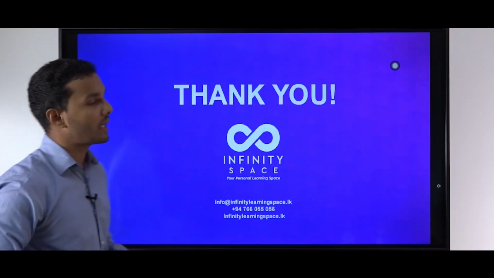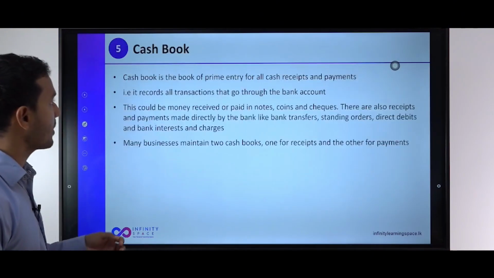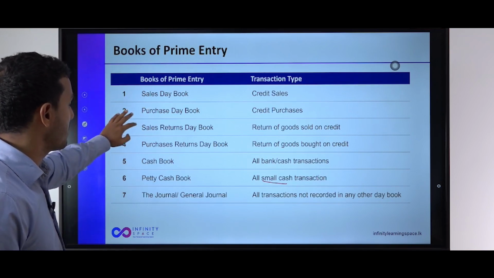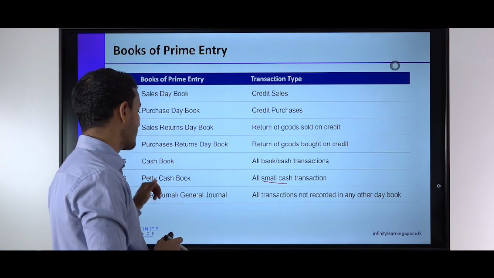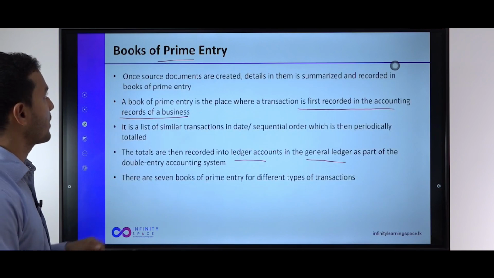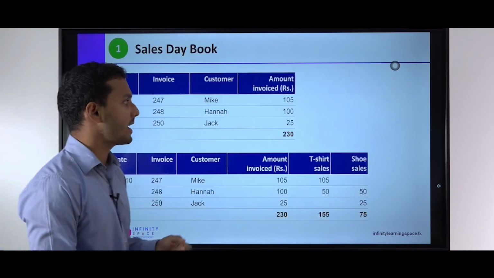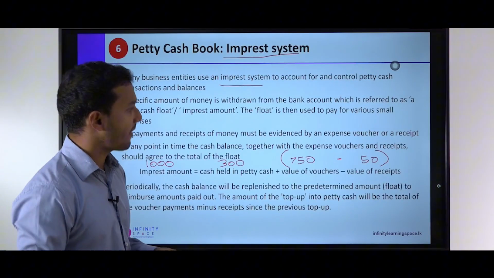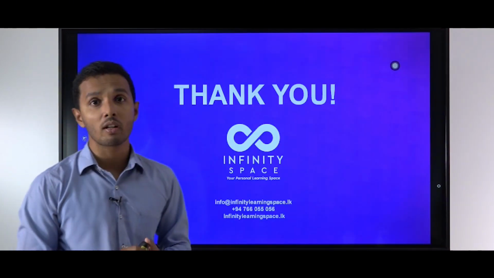Right. So that brings us to the end of books of prime entry. Now in books of prime entry, we learned 7 books, right? Sales day book, purchase day book, sales return day book, purchase return day book, cash book, petty cash book, the journal or the general journal, right? And then before that, we also learned the source documents, right? So you have to completely understand source documents and books of prime entry to understand the next step, which is ledger accounts, right? So our next video is going to be on ledger accounts.